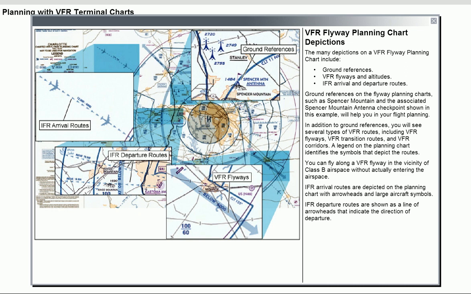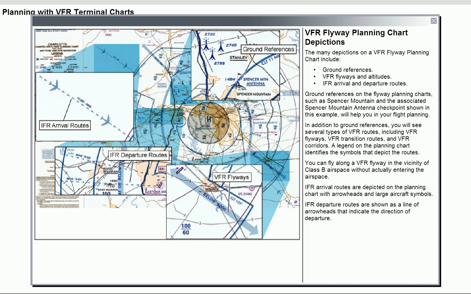In addition to ground references, you'll see several types of VFR routes, including VFR flyways, VFR transition routes, and VFR corridors. A legend on the planning chart identifies the symbols that depict the routes. You can fly along a VFR flyway in the vicinity of Class B airspace without actually entering the airspace. Here you see a bidirectional flyway specifying an altitude below 6,000 feet MSL, which places you underneath the 6,000-foot MSL floor of Class B airspace.